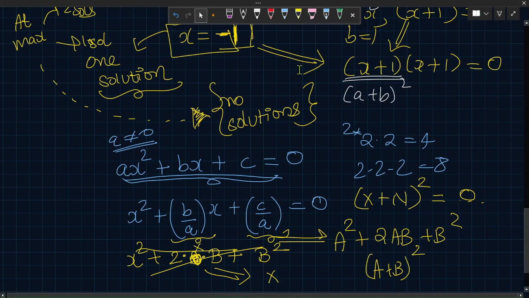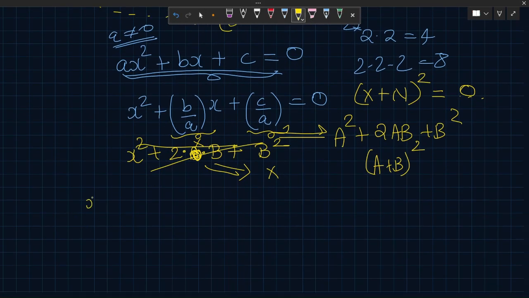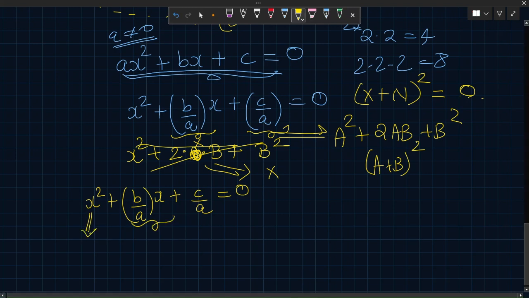So here's the question. I now have my equation x square plus b by a x plus c by a is 0. If I want this to be, so this is like my a square.